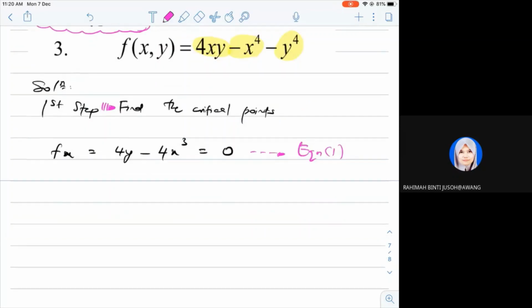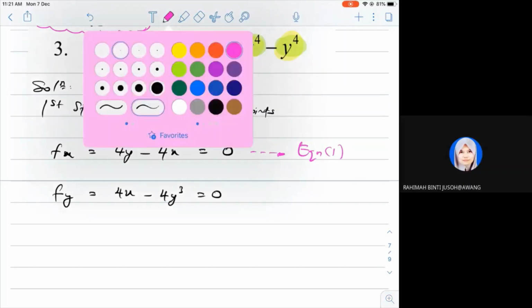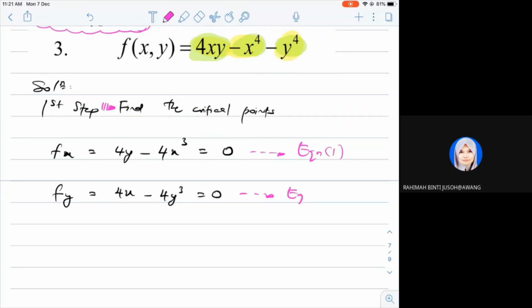Okay, so the second equation, you have to differentiate your function with respect to y. Okay, so differentiate this with respect to y. What happened? Y becomes the variable and x becomes the constant. So we will get 4x. Yes, 4x. Okay, and then after that we differentiate x to the power of 4 with respect to y. We will get 0. Yes, very good. And differentiate y to the power of 4, we will get 4y cubed. Yes. Equate this with 0. Okay, good. So this is your second equation. Equation number 2.